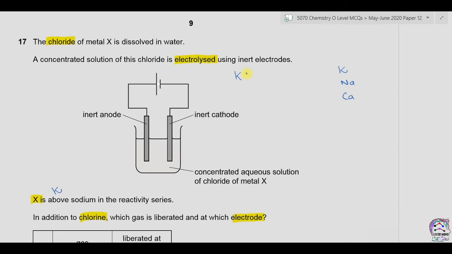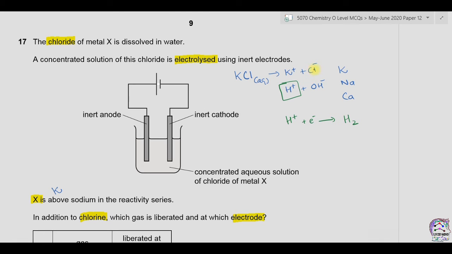When we have a concentrated solution of potassium chloride, it will form potassium ions and chloride ions, and also in water there are H plus ions and OH negative ions present. As H plus ions are below potassium in the reactivity series, H plus ions will be discharged before potassium ions. So H plus discharges to form hydrogen gas. H plus will gain an electron and form H2.